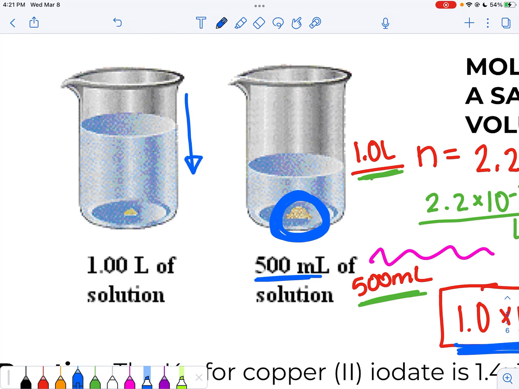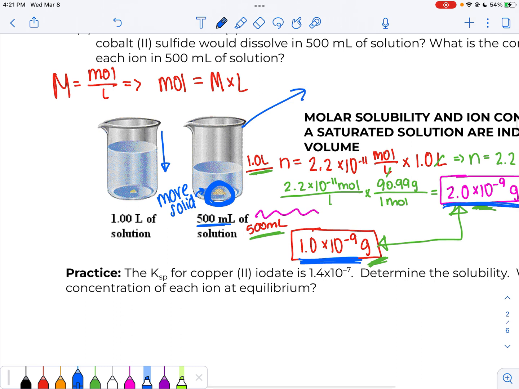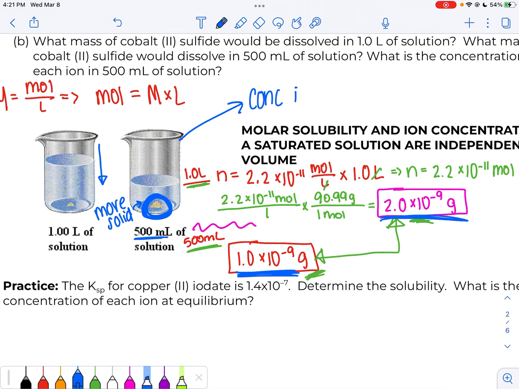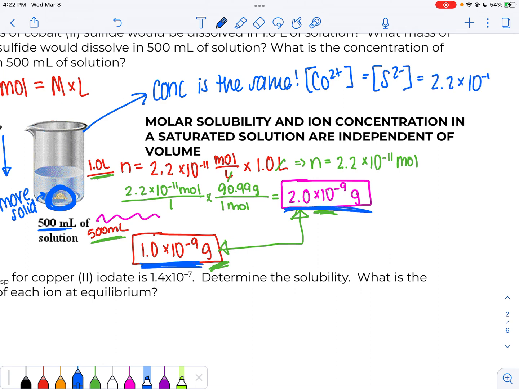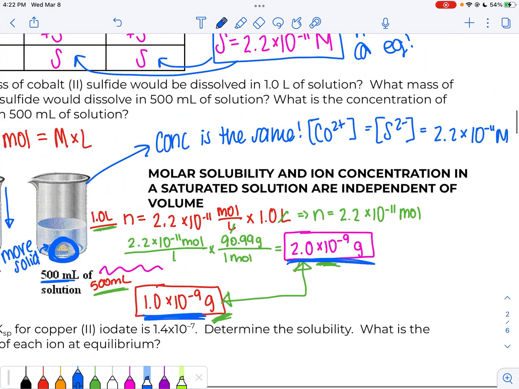Your ion concentration doesn't change. It's going to dissolve as much as it possibly can, and whatever's left over stays solid, gets precipitated out at the bottom. So your concentration for these solutions is the same. It's just dependent upon how much stuff you have left over at the bottom. So we can say concentration of Co2+ is equal to concentration of S2-, and we know the value to be 2.2 times 10 to the negative 11th molarity.